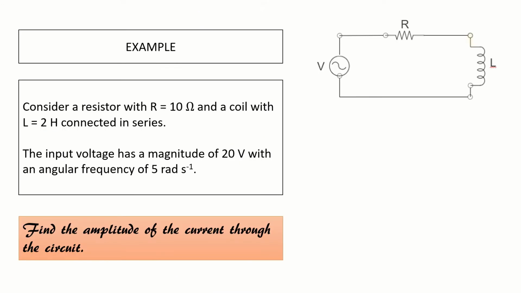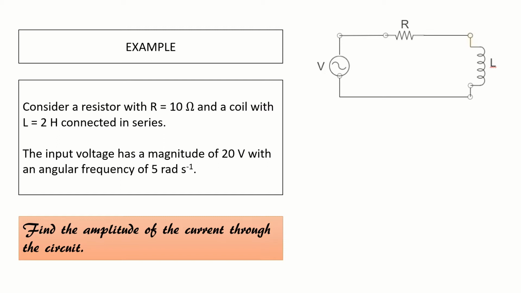So essentially I have only used one example and these numbers are arbitrary. Here I have an RL series circuit where the resistance is 10 ohm, and you have an inductor, which is a coil with inductance of 2 Henry, and the input voltage with a magnitude of 20 volt and an angular frequency of 5 radian per second. With all this information, we want to find the amplitude of the current through the circuit. And we know that since this is a series circuit, the current that goes through the resistor and the inductor is going to be the same. Right, so how do we solve this?